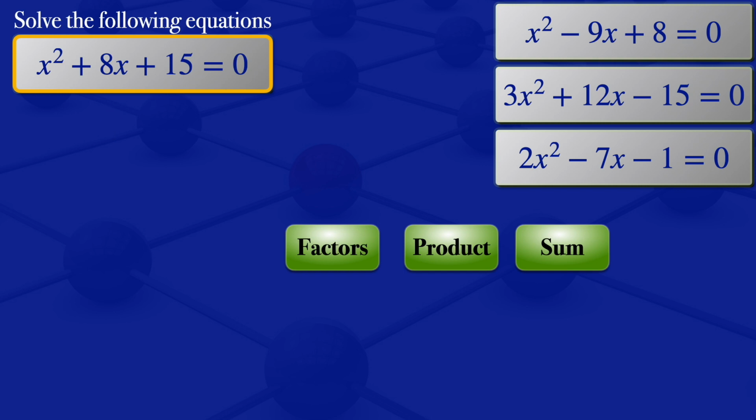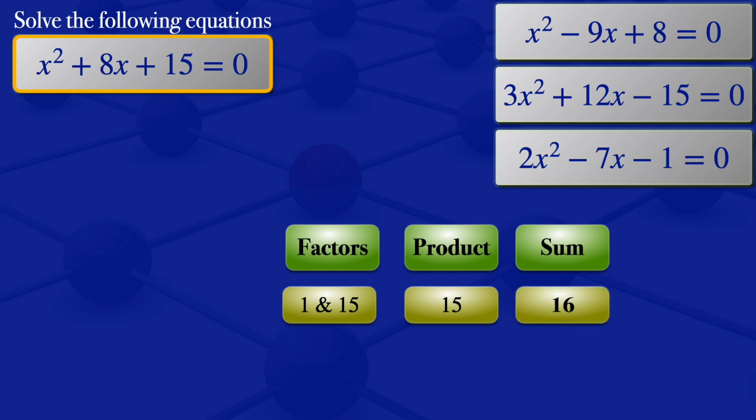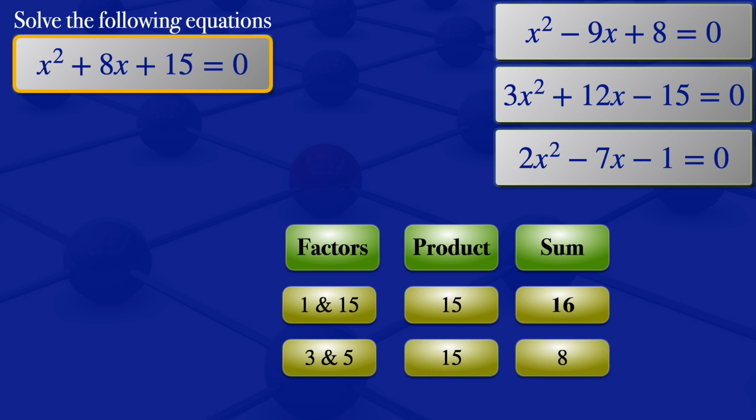For the factors of 15, we have 1 and 15, because we are having a positive there. 1 and 15 give us a product of 15, but the sum, 1 plus 15, gives us 16. So this is not what we are looking for. But if we look at 3 and 5, 3 times 5, their product gives us 15, and when we add them, they give us 8. So these are the factors that we're looking for.